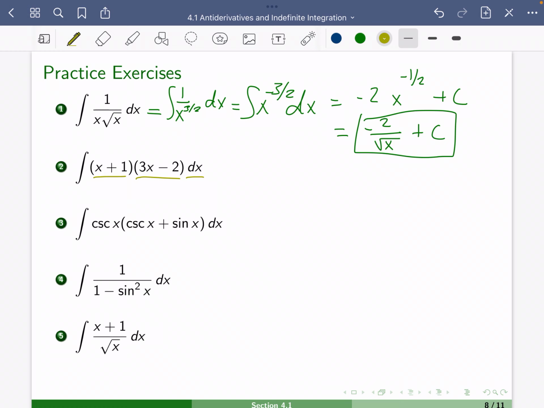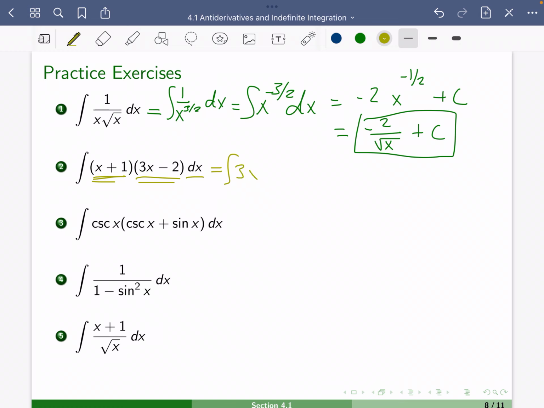All right, so how are we going to integrate that? Now you might be tempted to say, oh, let's just integrate the x plus 1, and integrate the 3x minus 2 separately, and then we'll just multiply them together. And that would not be correct. We can't do that. So we need to multiply that out first, prior to the integral. Right? And so you're going to FOIL that out.